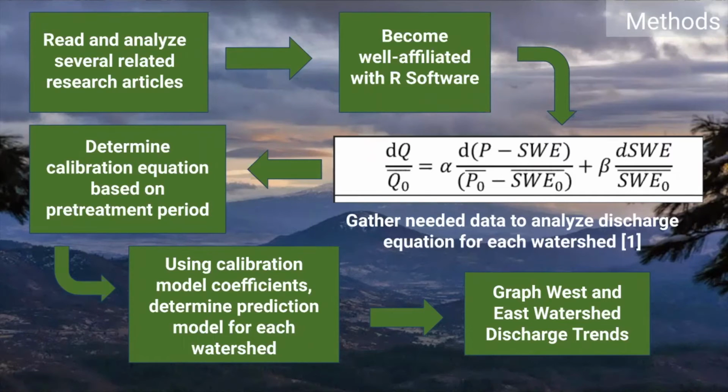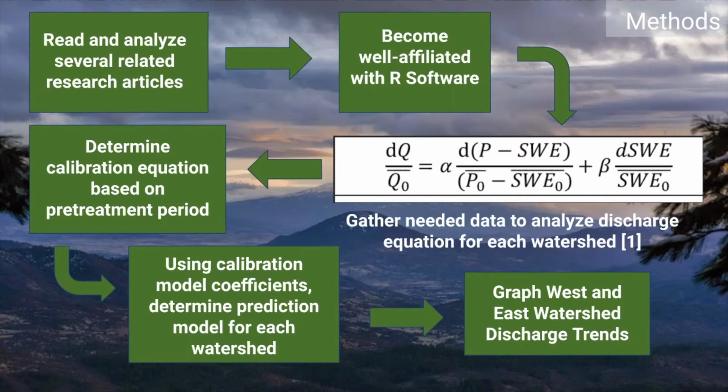From that, I was able to become trained and well educated in R software, which is an analysis computer software program. Through that, I learned how to create linear models and equations, and specifically this equation right here showing the rate of discharge. By using many data sources, such as DayMet, we were able to determine how discharge is influenced by precipitation and SWE. First I began formulating a calibration equation using the pre-treatment period data.